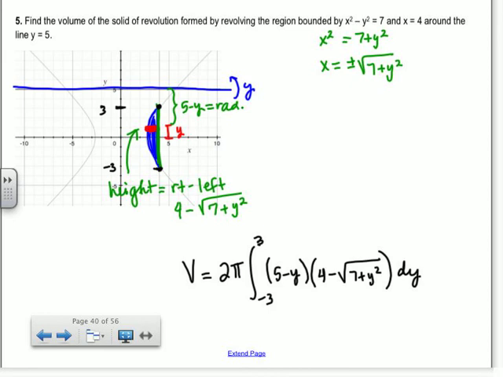I hear Allie typing away. Yeah? It's right minus left. Isn't our right line x equals 4? 4 minus 4? Does that help? The right line was this, x equals 4. The left line was this. Right, so that's how we just got 4 minus the square root of 7 plus y squared. Yep. Because the 4 minus 4 would cancel. When we do right minus left, it's 4 minus whatever your right line is, and your left line is 4 minus the square root of 7 plus y squared.